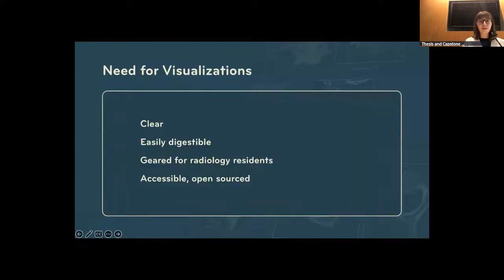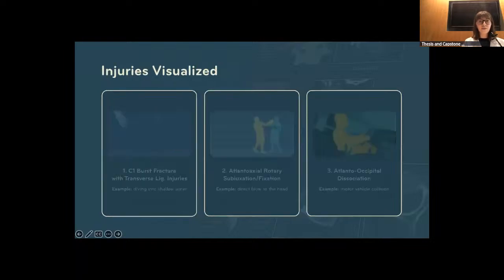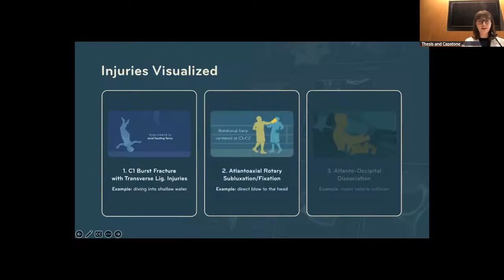Therefore, we saw a need for CCJ visualizations that are clear, easily digestible, geared specifically for comprehending radiological imaging, and accessible to everyone. For the scope of this project, we chose to focus on 3 CCJ injuries. These were the C1 burst fracture with transverse ligament injuries, atlantoaxial rotary subluxation and fixation, and the atlanto-occipital dissociation, otherwise known as an internal decapitation.